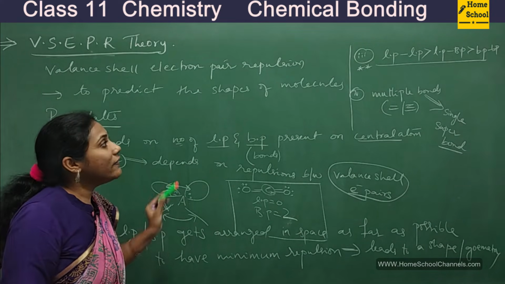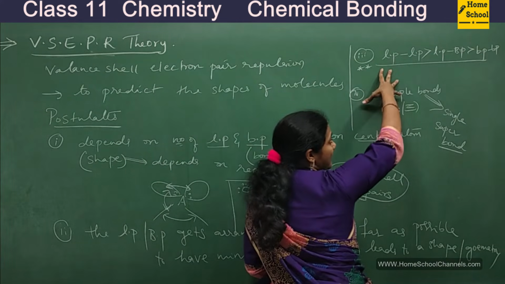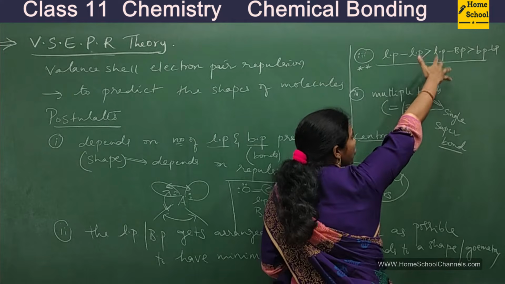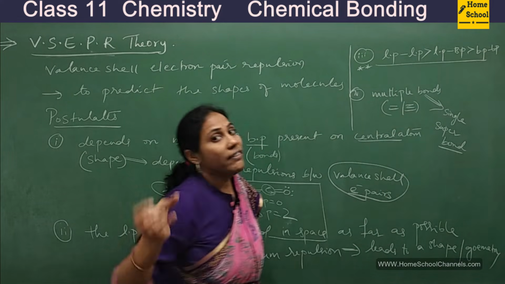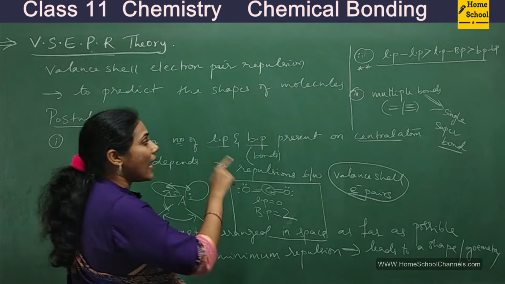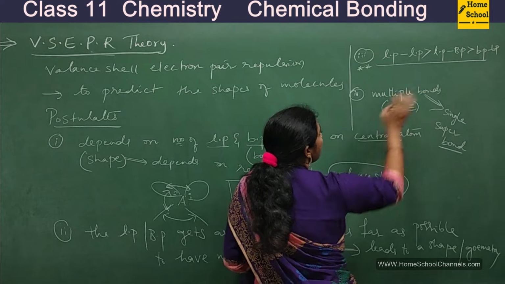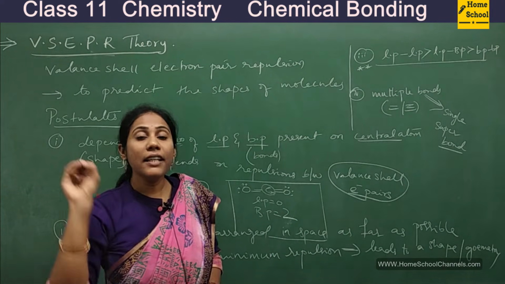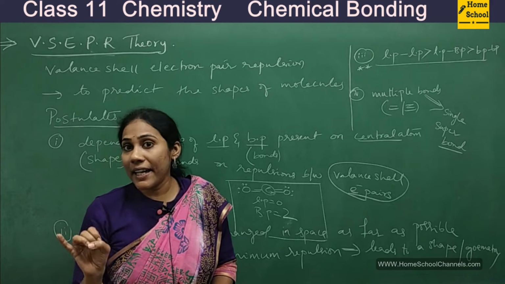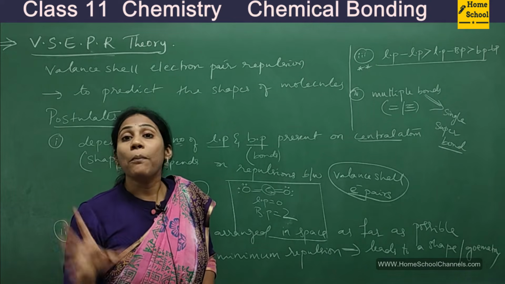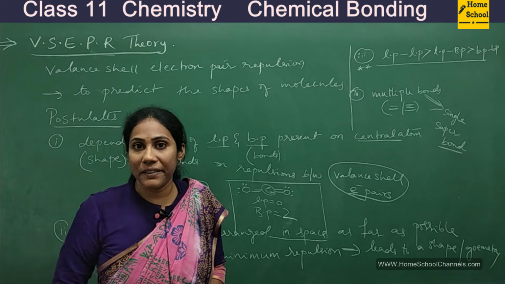Always, the repulsion between lone pair and lone pair is maximum, greater than the repulsion between lone pair and bond pair, and bond pair repulsion is always minimum. And the last assumption that we have to think over is to always consider multiple bonds as single super bonds. Now we will try to understand the shapes of different types of molecules based on VSEPR theory.